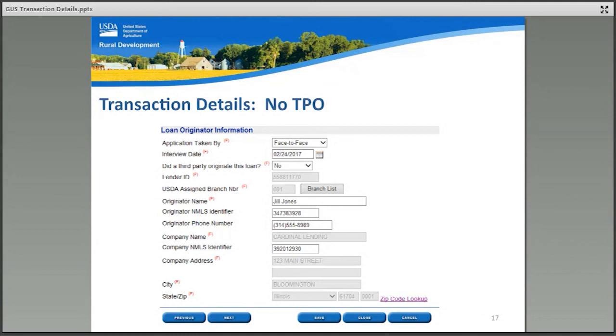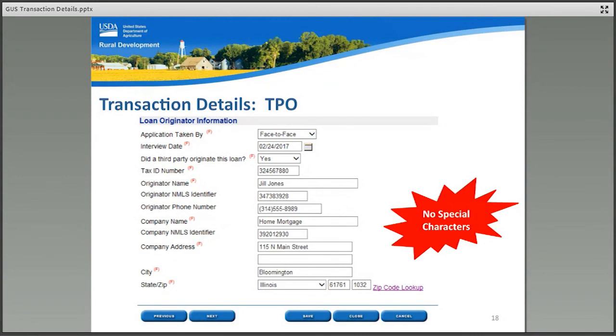Originator name, enter the name. Originator NMLS identifier, enter the Nationwide Mortgage License System identification number of the originator. Enter the originator's phone number. The company name associated with the user's eAuth ID will also display. The company NMLS identifier, please enter the company's number and company address. The address of the company associated with the user's eAuth ID will display.